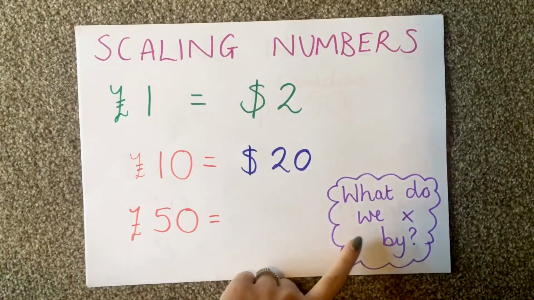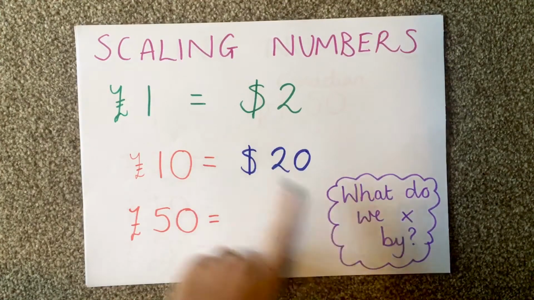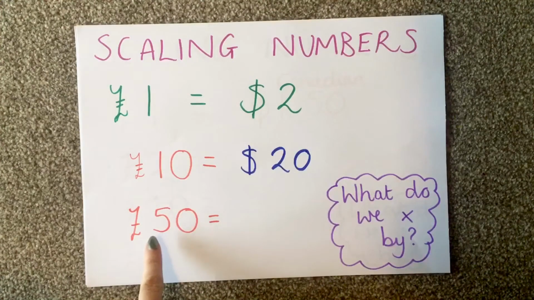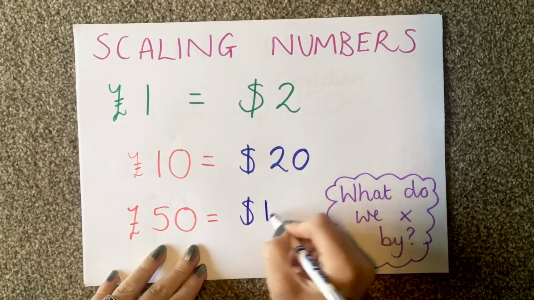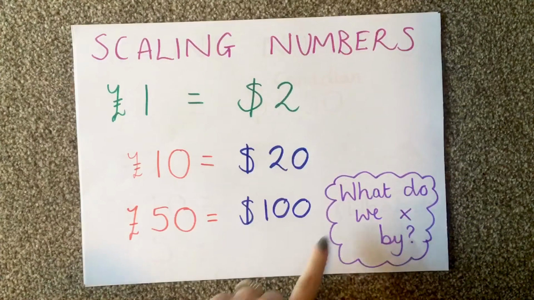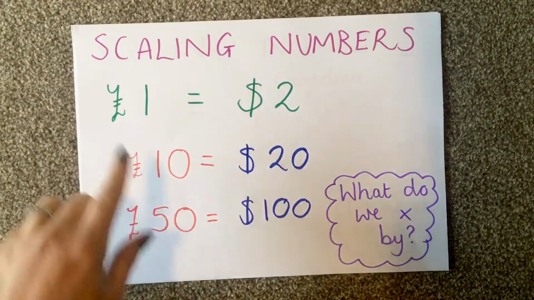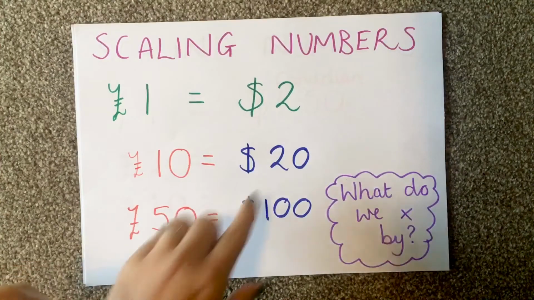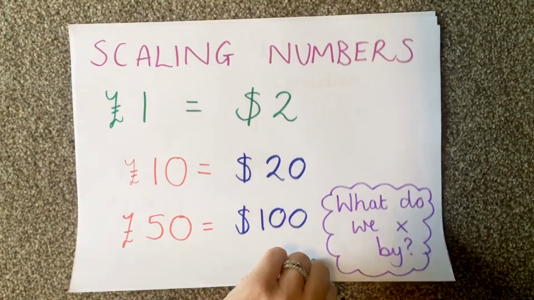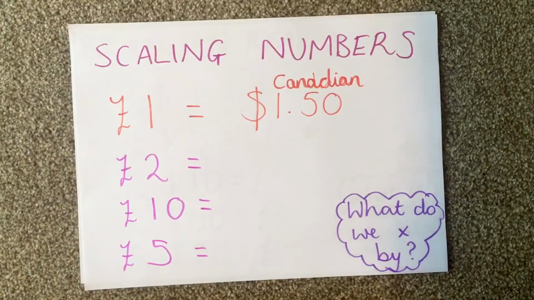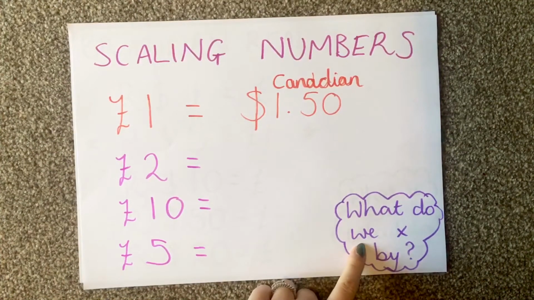And the question I want you to keep in your mind now is, what do we times by or multiply to do that? Here's another example. If £1 is $2, then £50 would be $100. So hopefully you might be able to see that very simply what we've done is we've multiplied by 2 because we've got $2 for every £1. Sometimes it might not be as simple as just doubling, but it's the same sort of principle. See if you can see what we're timesing by this time.